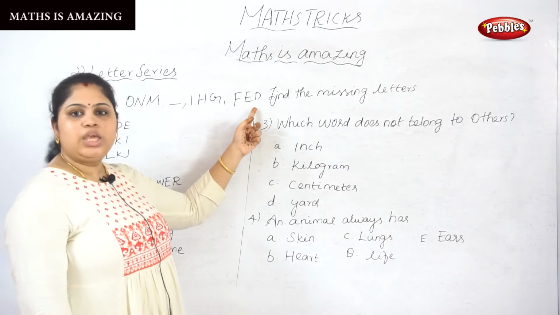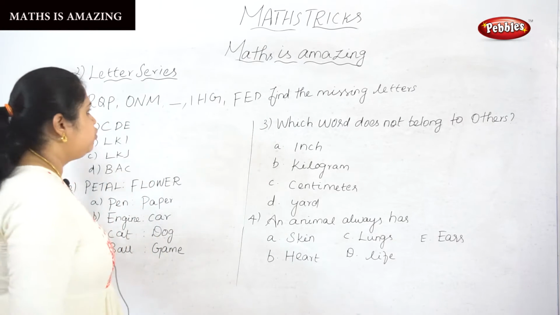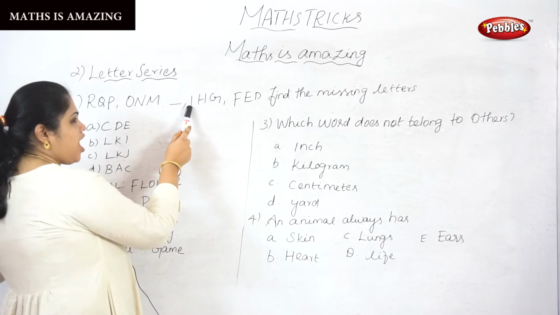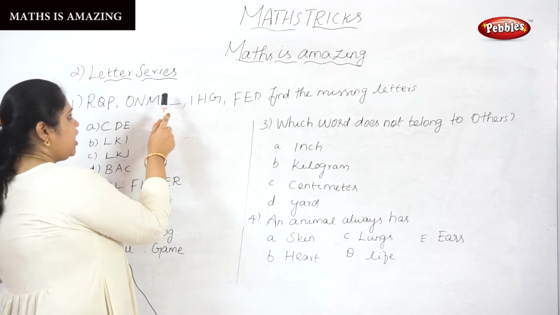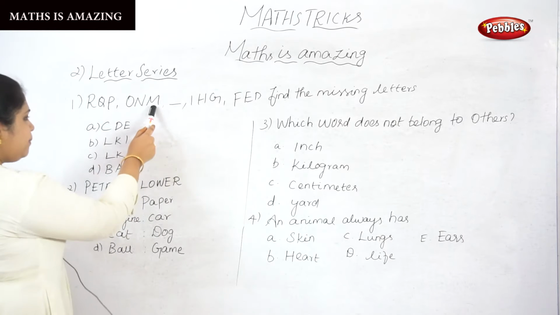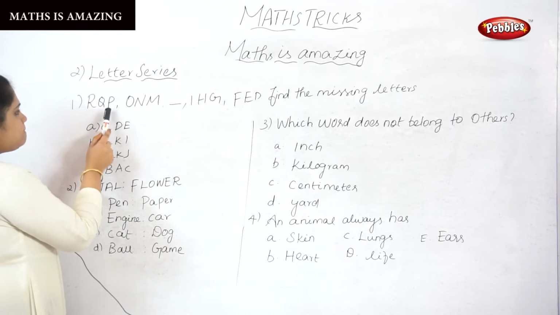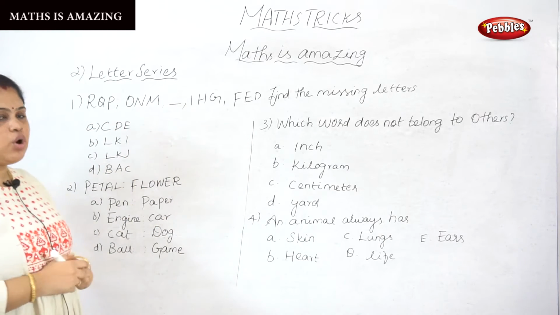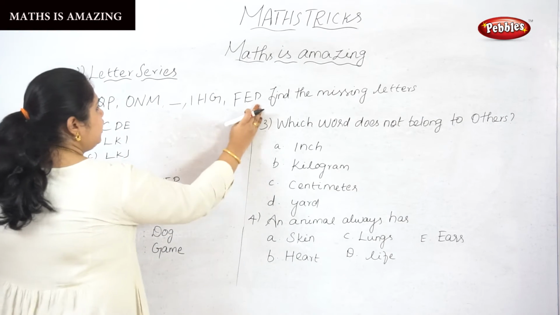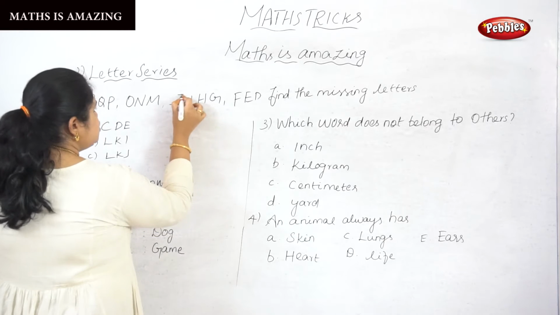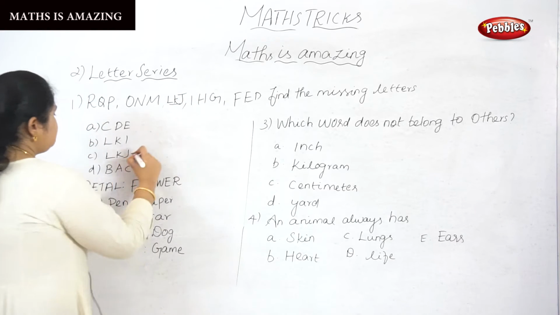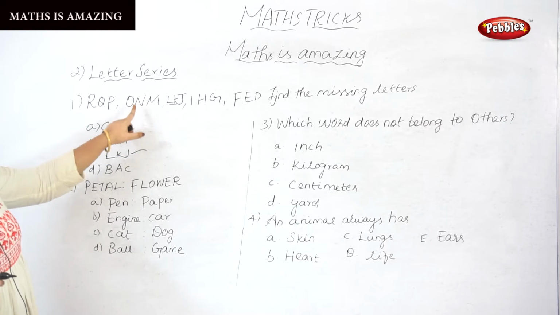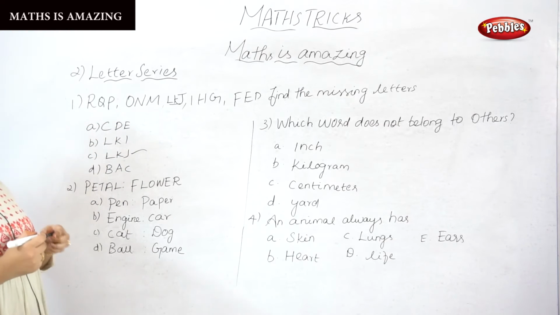They are given in reverse order. If you check it, D, E, F, G, H, I, J, K, L, M, N, O, P, Q, R. So they are giving the alphabet in reverse order. Okay, so what is the answer? D, E, F, G, H, I, J, K, L. So option C is the answer, L, K, J. Then M, N, O, P, Q, R. So this is how to find it.